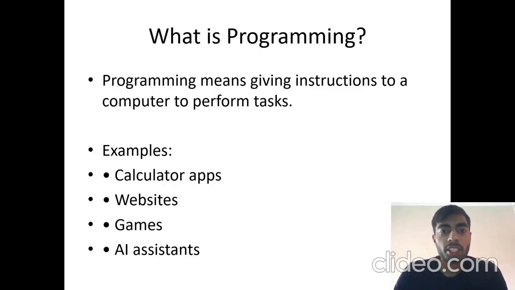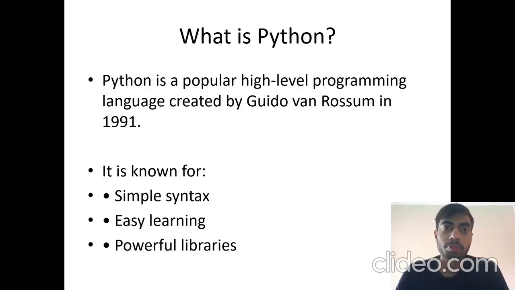So before learning Python, we first need to understand what programming actually means. Programming is simply the process of giving instructions to a computer. Think about it this way: a computer cannot think on its own. It only follows the instructions that we provide. These instructions are written in a programming language and together they form a program. For example, we can use a calculator application or watch YouTube videos because programmers have written instructions that tell the computer exactly what to do. That's why learning programming is all about learning how to communicate with computers.